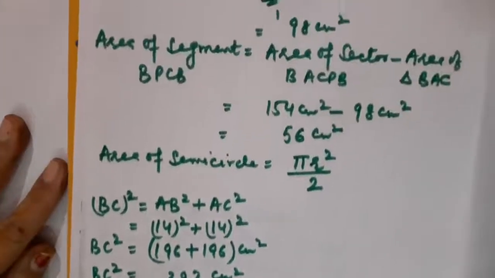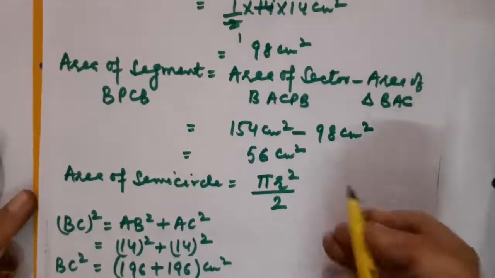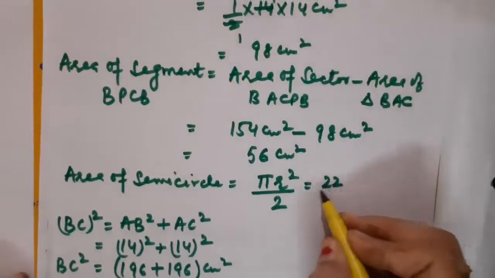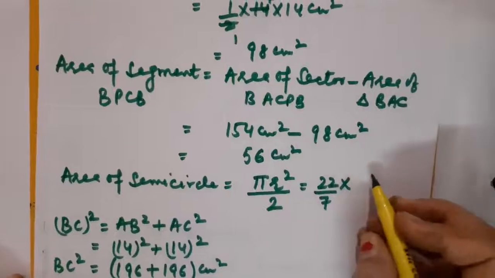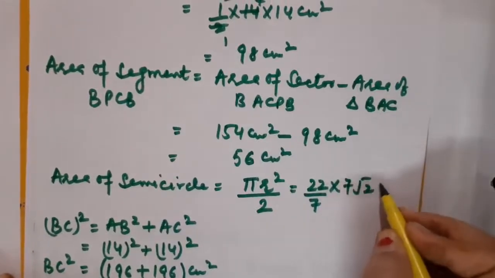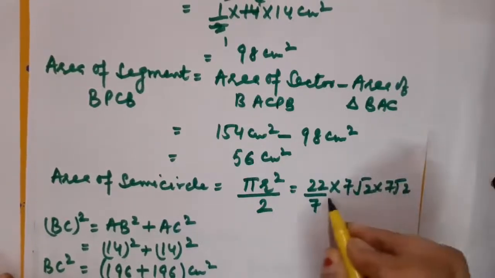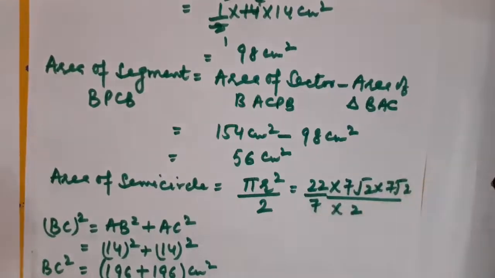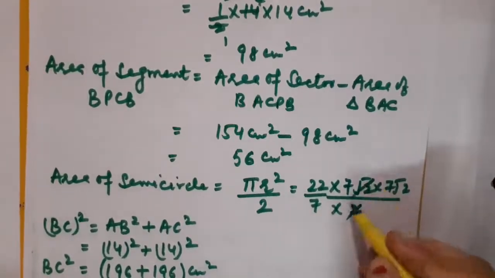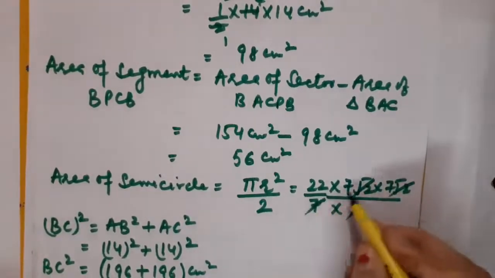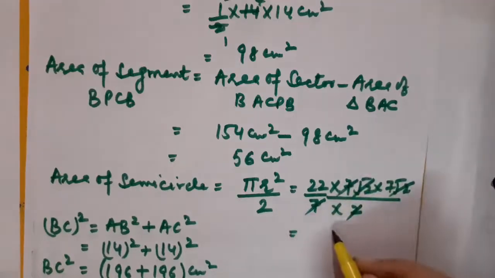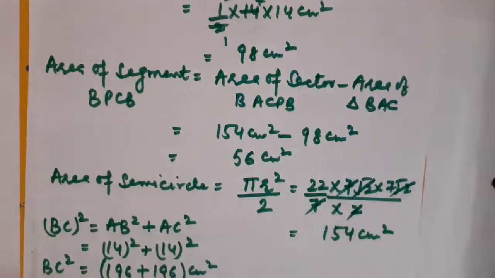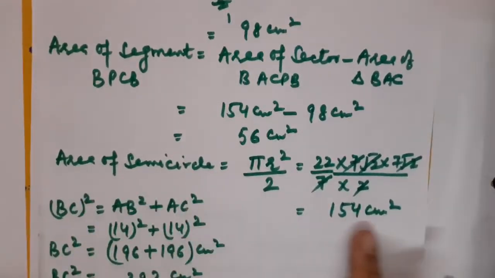So let us substitute this value over here. So what I will be getting? This is 22 by 7 into radius is 7 root 2 into 7 root 2, and here in denominator 2 is also present. Okay. This 2 is going to be cancelled with both root 2. 7 and 7 are also going to be cancelled. So I have got 154 centimeter square. This is nothing but the area of semicircle.